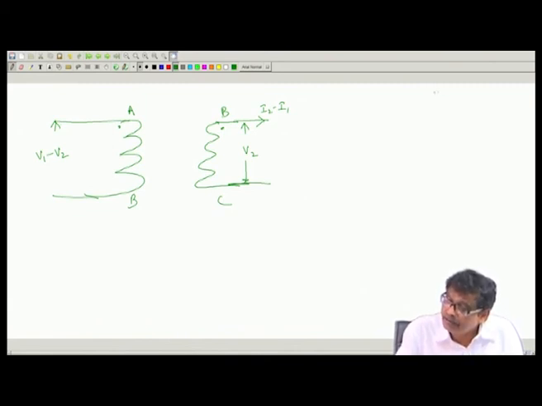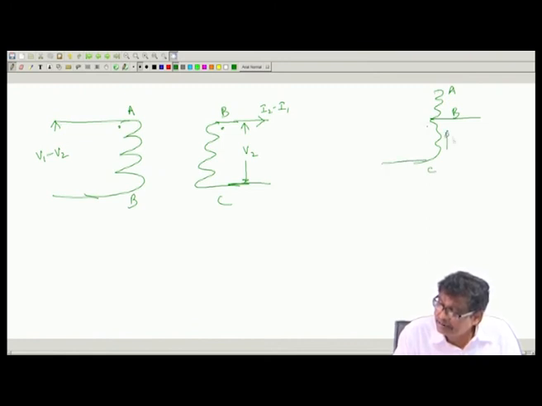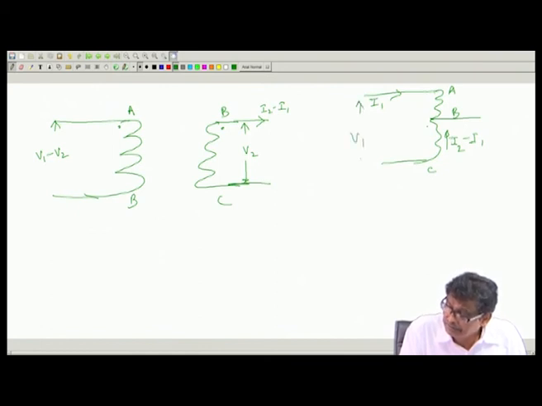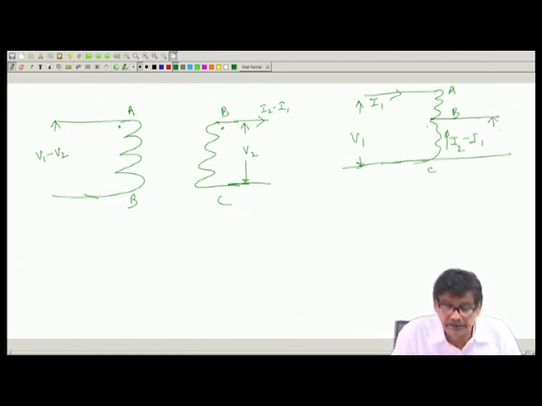Okay. So, I will draw once again here, so that we can easily refer to A, B and C. What I am telling, this current is I2 minus I1, and this current is I1, and this voltage is V1, and this terminal voltage is V2, these are all fine. This current is I2, okay, that is there.